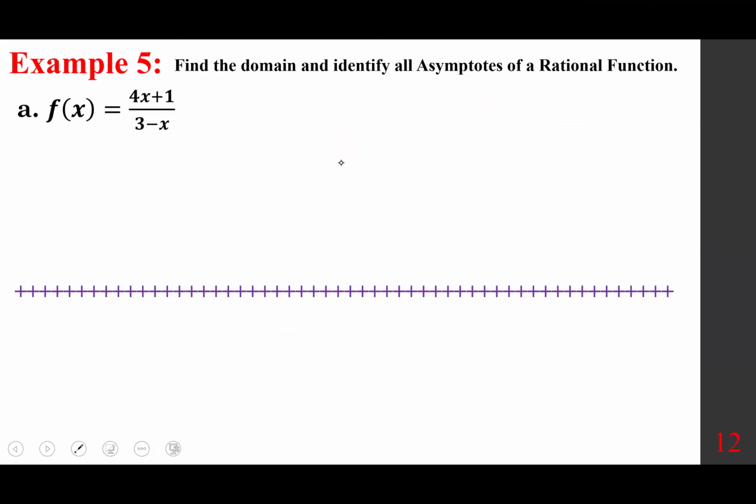Find the domain and identify all asymptotes of a rational function. We're going to go through this fast. Set the denominator equal to 0. X equals 3 is the VA, or vertical asymptote. Set 3 minus x equal to 0, x equals 3.